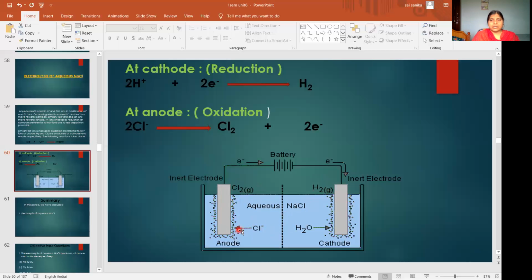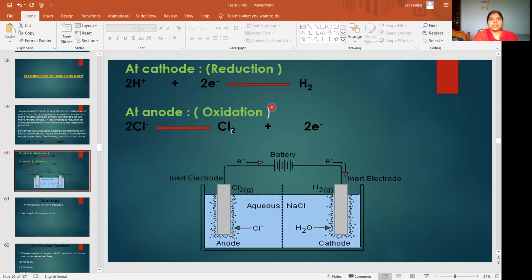Here, in the solution, the Na plus and OH minus ions combine and form a byproduct called sodium hydroxide. Now see the equations. Already I have given the equations. At the cathode, this is the reduction reaction: 2H plus plus 2 electrons gives H2 gas, and here 2Cl minus gives rise to Cl2 plus 2 electrons. So Cl2 gas is formed. Always remember: at the anode oxidation, at the cathode reduction.